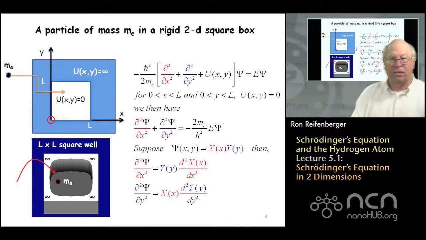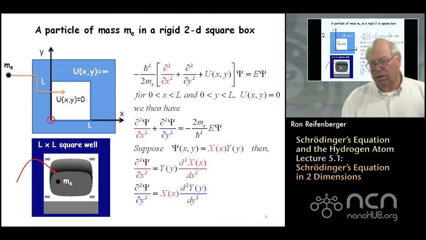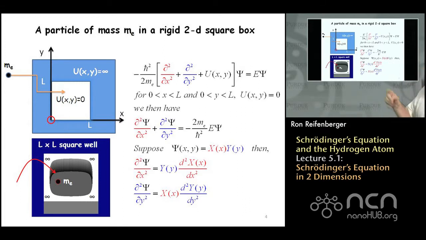The topic of this lecture, though, is going to be what happens if you take a particle of mass m sub e and you drop it into a rigid two-dimensional potential well. So what do I mean by that? I mean that there's a region in space that's a distance L in x and a distance L in y. So it's a square region in space. And we're going to say that the potential energy of the particle inside that region of space is equal to 0, independent of x and y coordinates.